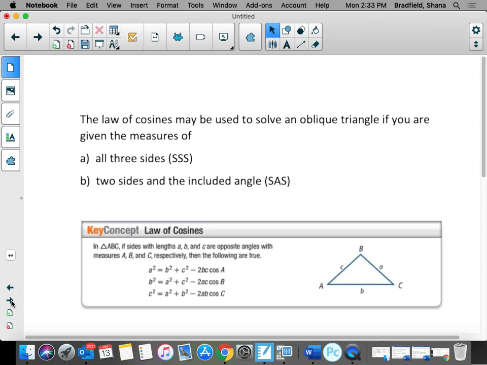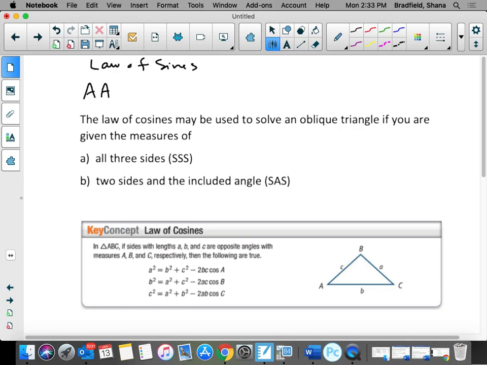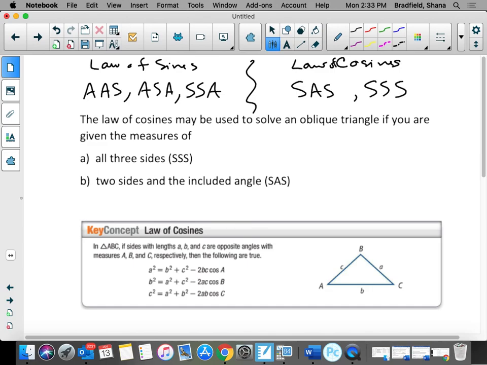All right, on to cosine. What happens if we don't have the situation that we need for the law of sines? For the law of sines, you have to be given angle, angle, side, or side, side, angle. If you don't have one of those scenarios, what do you do? Well, then we have what's called the law of cosines. If I'm given side, angle, side, or side, side, side, then I can use the law of cosines to solve for the oblique triangle.